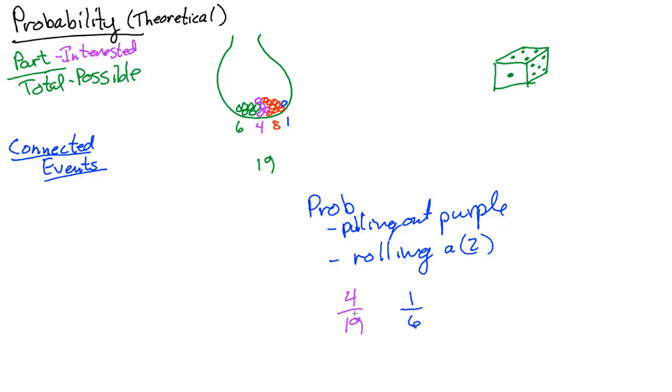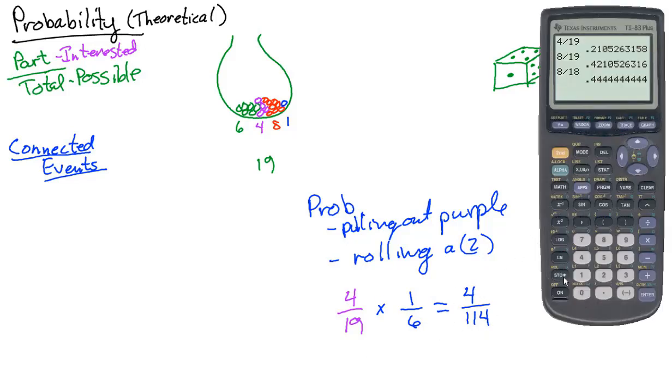The question is, what do you do with these? If these 2 things are independent of each other, then you times them. It's like you have a 4/19 chance here, and this one is a 1/6 chance, so it's like 1/6 of the time that you do this, you'll get both of them. So you times those 2 together. 4 times 1 is 4, and 19 times 6 is 114. So we now have a 4 out of 114 chance of having both of those happen at the same time.